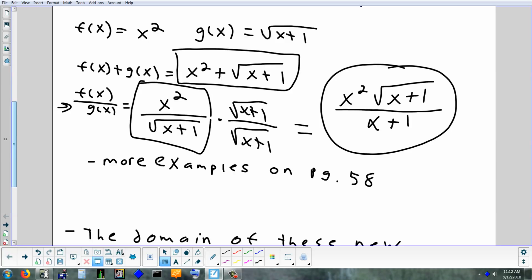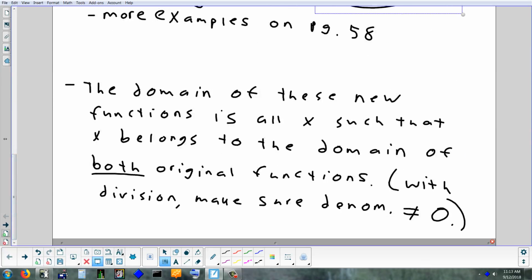Okay? f of x was not a fraction, neither was g of x. But when you combine them using division, you just made a fraction. So now you've created a problem in the bottom, right there. So when we talk about the domain, we have to be careful that we never divide by 0. Not only does the domain have to be part of both original functions, it also has to be a number that would never cause the bottom to be 0.